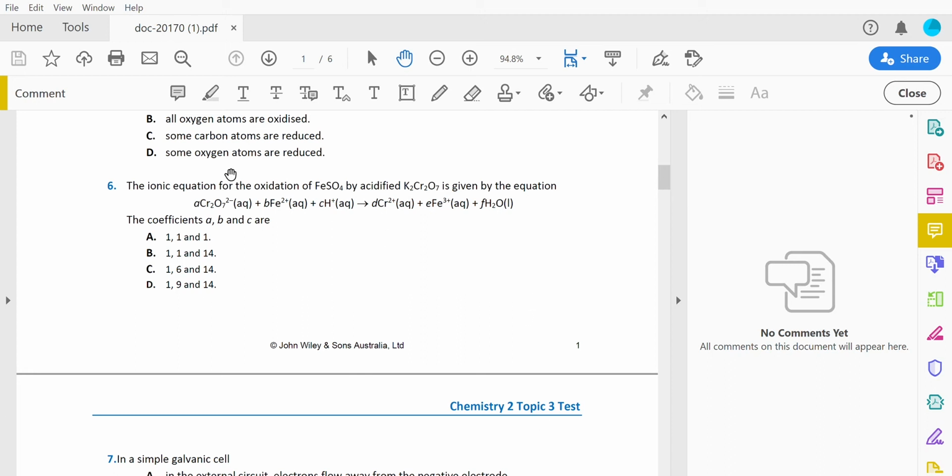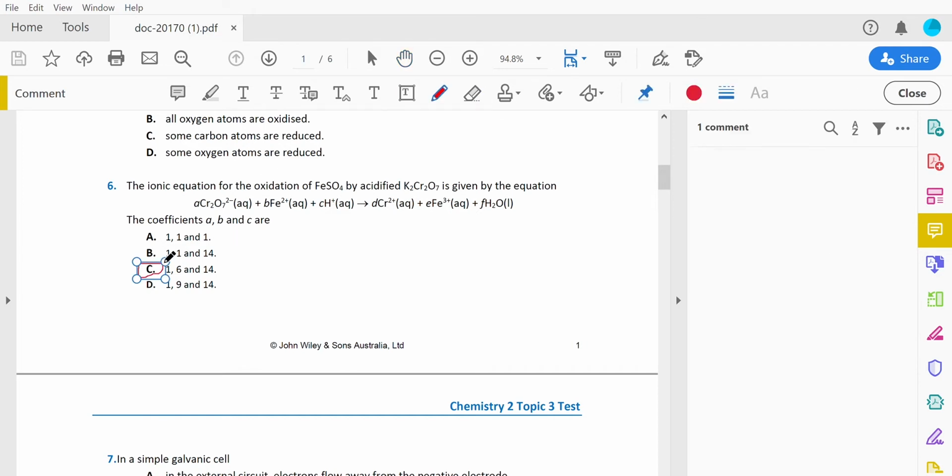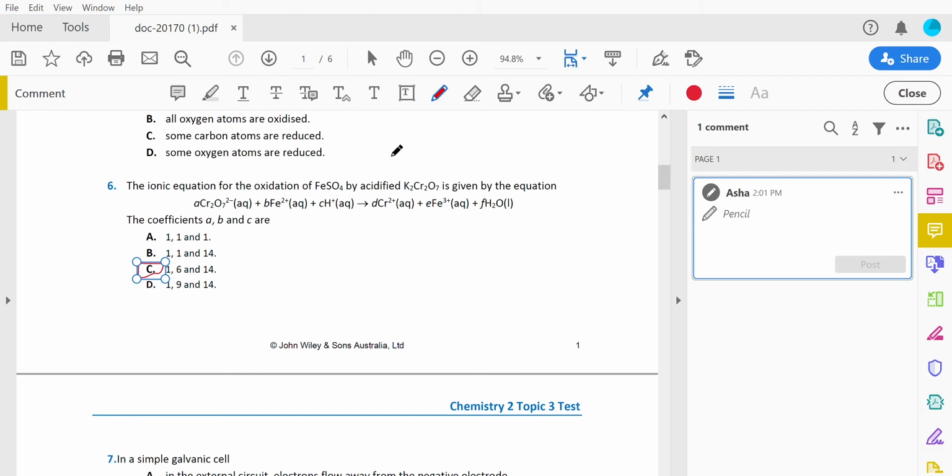Okay, so let's quickly go through question 6 on the Jacaranda galvanic and fuel cells test. The answer for this question was C, but how did we get there? Well, number 1, I need to point out that this is wrong. This here should be a 3. Okay, it looks like I've made it an 8 there, but it should be a 3. So it's Cr3+.